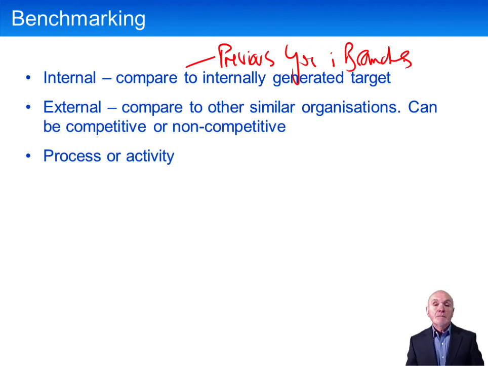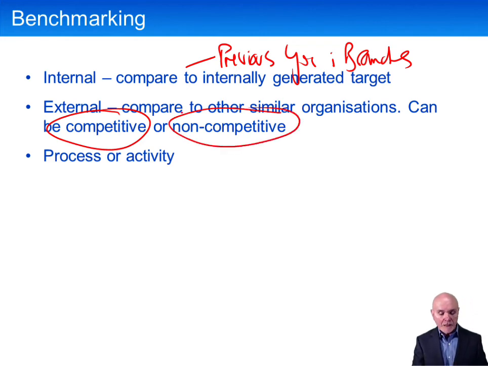External. Compare how you're doing to what basically your competitors are doing. You can do that with their published figures, their financial statements, but actually the most interesting information is probably secret. We would love to know how long it takes a company to produce their product. We would love to know what their product costs to produce, but why would they tell you in a competitive situation?